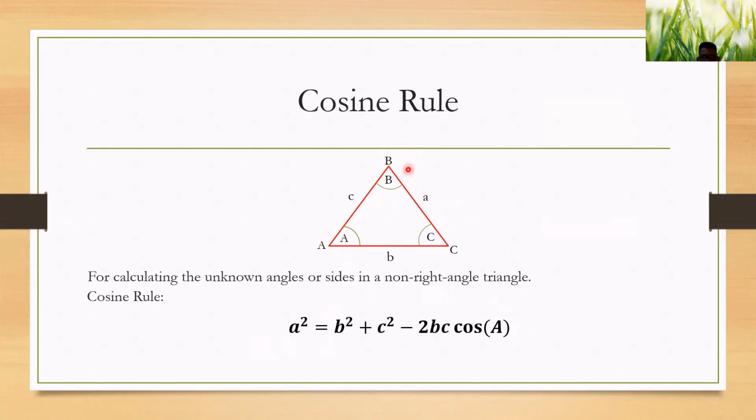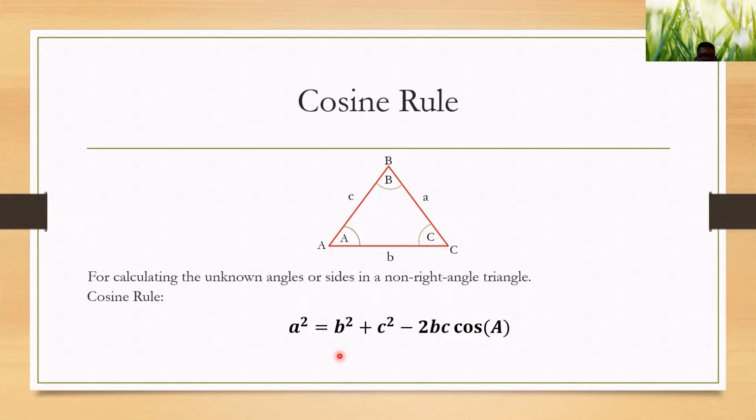So remember this convention again, capital B, the side opposite capital B will be small b, same with capital C and capital A. Now, for calculating the unknown side or angle in a non-right angle triangle, we can use the cosine rule. And the cosine rule says that a squared is equal to b squared plus c squared minus 2bc cos A. Right? Now, this one is a bit longer to remember.